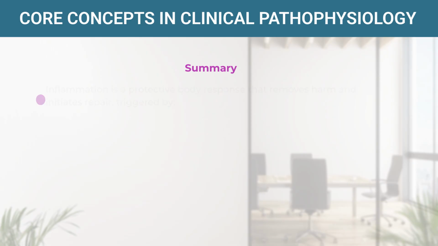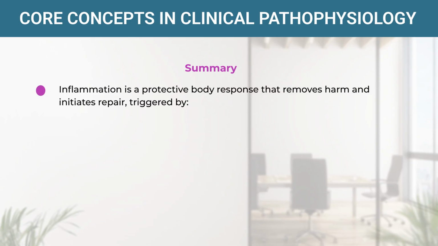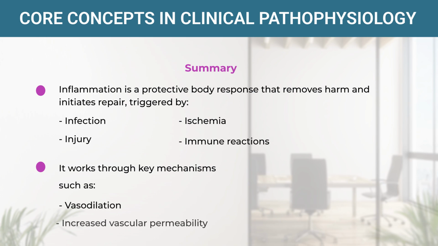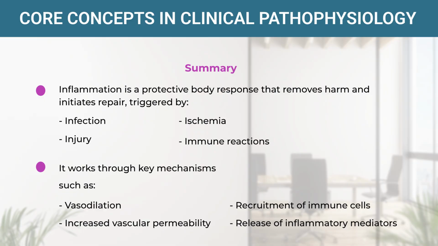In summary, inflammation is a protective body response that removes harm and initiates repair, triggered by infection, injury, ischemia, or immune reactions. It works through key mechanisms such as vasodilation, increased vascular permeability, recruitment of immune cells, and release of inflammatory mediators. That is all for now.